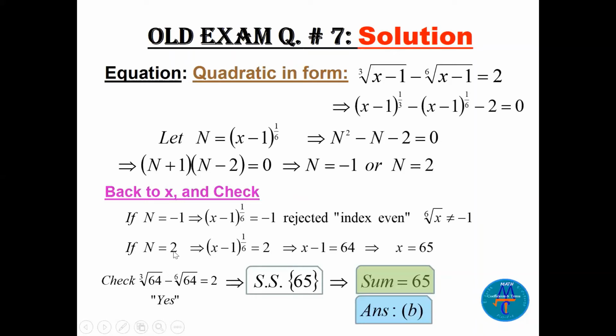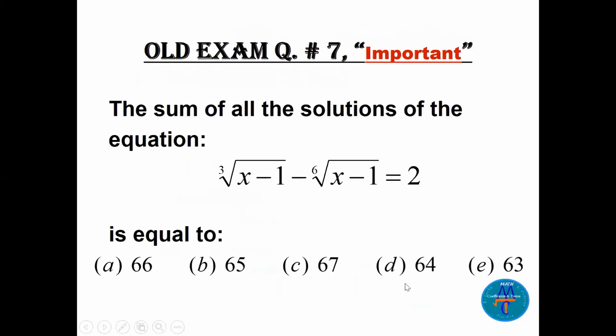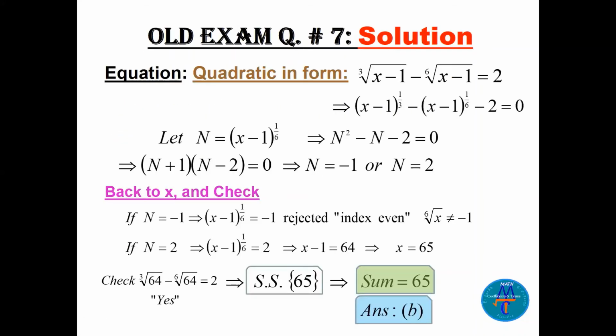N equal to 2, you put it there, put both sides to the power 6. So x minus 1 equals 64. So x will be 65. Check it also, it's okay. So one solution, 65, the sum is 65, and the answer is B, 65 is B.